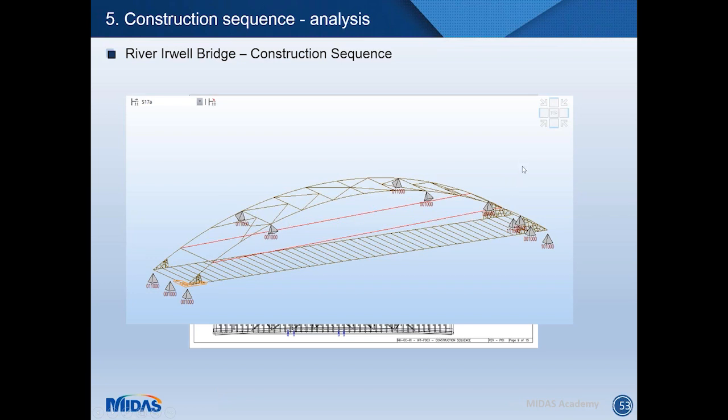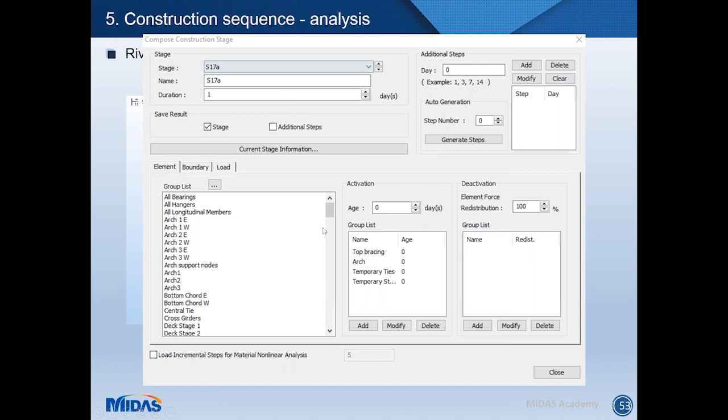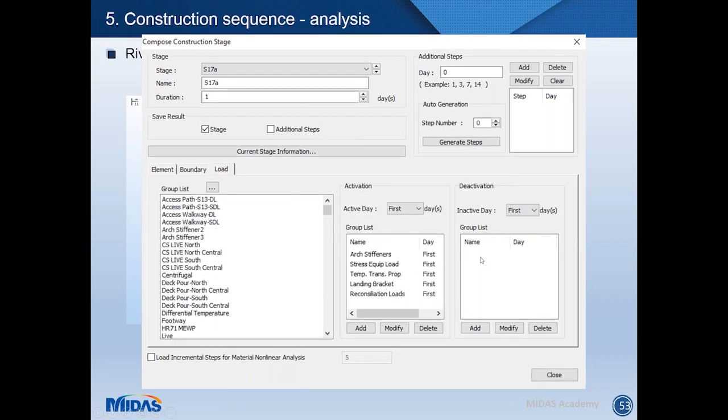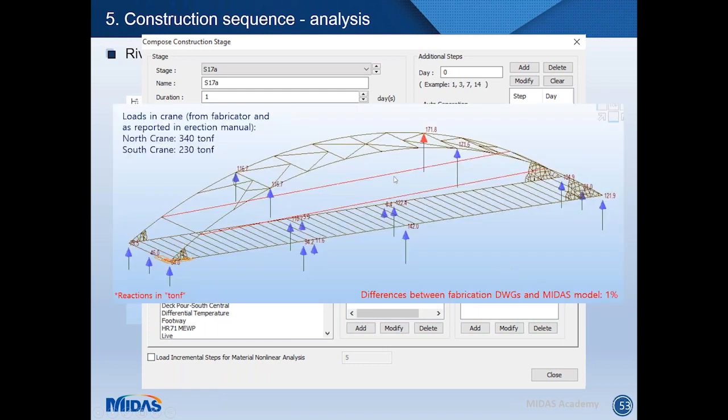And this is basically done again by activating the groups for the elements of the arch, the top bracing and the temporary ties, and by activating the boundary groups as needed to represent the lifting points of the crane, and the loads to replicate, for example, the stiffeners and so on. If we look at the values obtained from MIDAS against the values obtained from the erection manual, we can see that the reactions are very close, and there was an error of about 1% between the fabrication drawing and the model in MIDAS at this stage. So it's pretty good fitting.